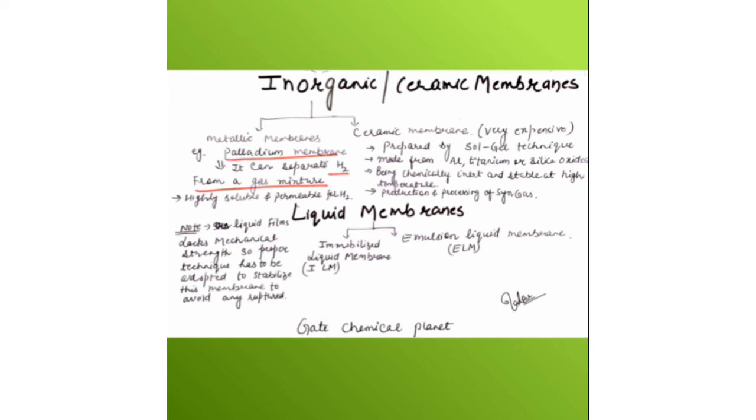Now we will come to liquid membranes. Liquid membranes are of two types: immobilized liquid membrane, which is known as ILM, and emulsion liquid membrane, known as ELM.